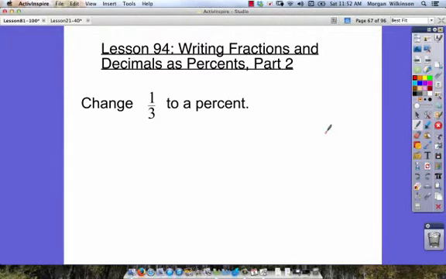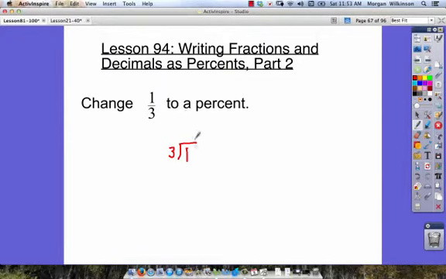Lesson number 94 is about writing fractions and decimals as percents, and this is part 2 of that. Our first question is to change 1/3 to a percent. Now, you might know what 1/3 is as a decimal in your head, and if you knew that, you could change it to a percent right away. But if you don't, that's okay, because the way we can do this is to say 1 divided by 3. And that's going to help us change 1/3 into a percent.